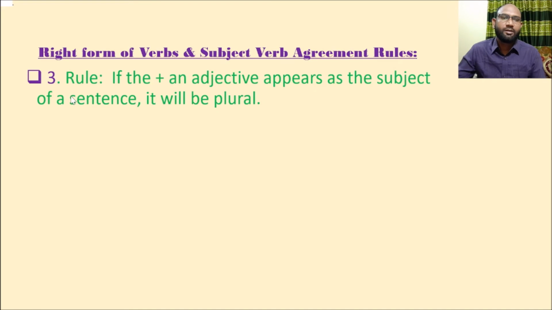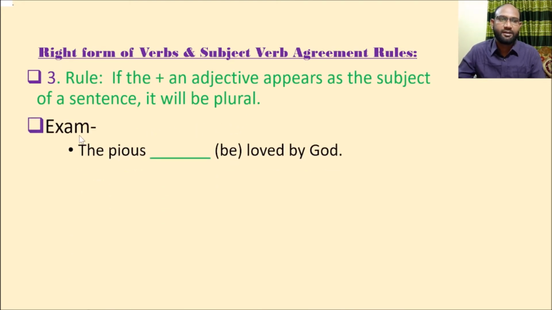Rule number 3. If "the" plus an adjective appears as the subject of a sentence, it will be plural. Now look at the example. Here, "the poor" is an adjective, and before it there is "the". If "the" plus an adjective appears as a subject of a sentence, it will be plural.